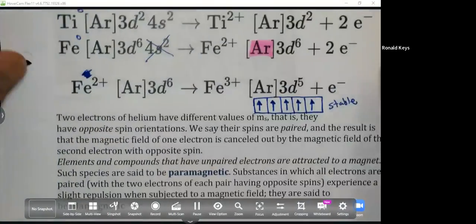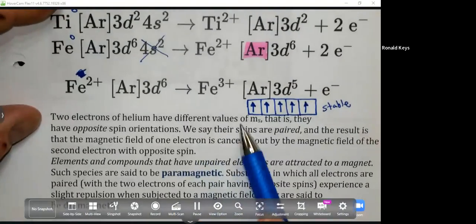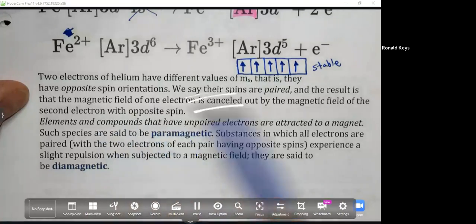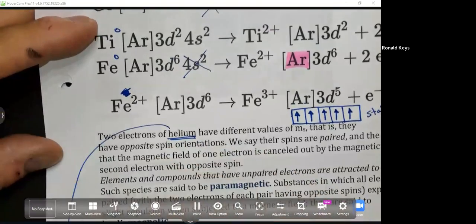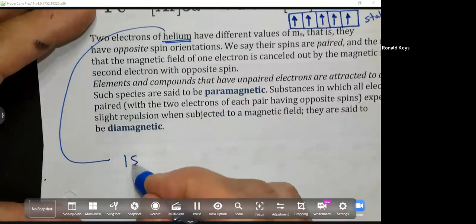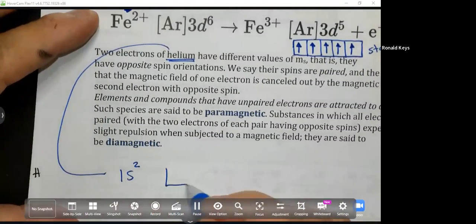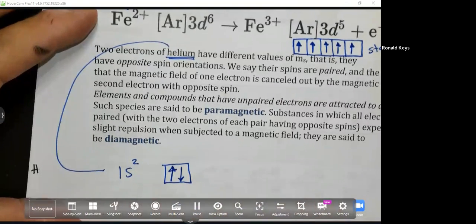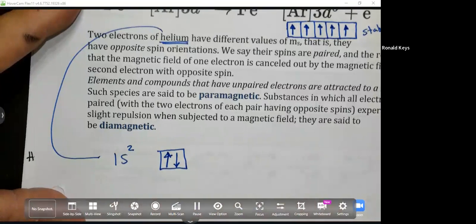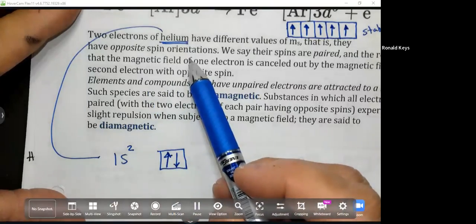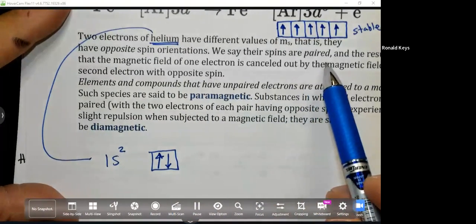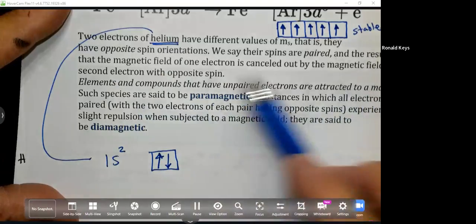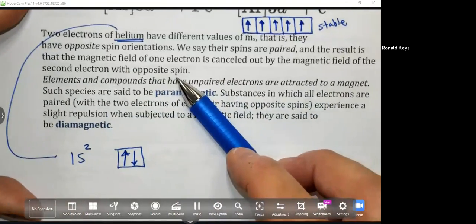Let's finish this off here then. So 2 electrons of helium have different values for the spin. That is, they have opposite spin orientations. So for helium, it only has 2 electrons, right? In helium, it's 1s2. So we simply have to do this, right? 1s2. We know they have opposite spin orientations. We say their spins are paired, and the result is that the magnetic field of 1 electron is canceled out by the magnetic field of the 2nd electron with opposite spins.